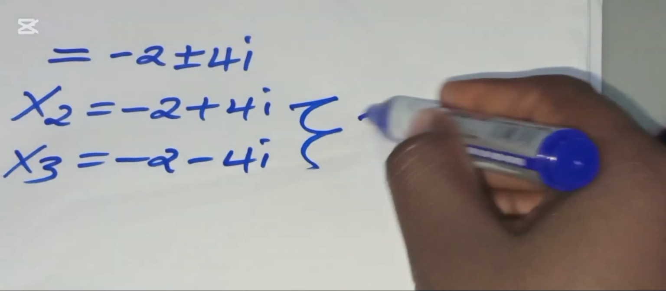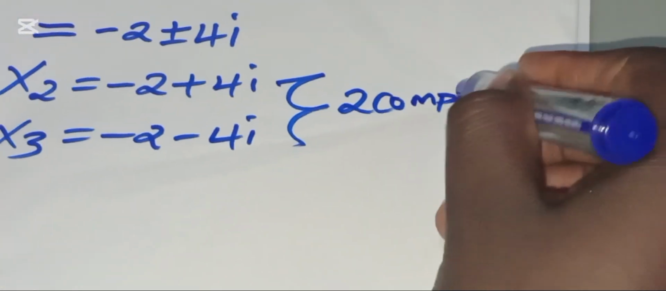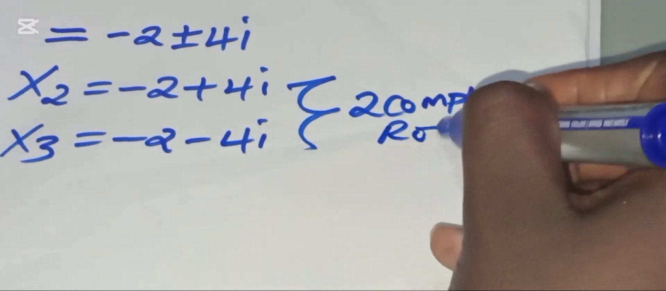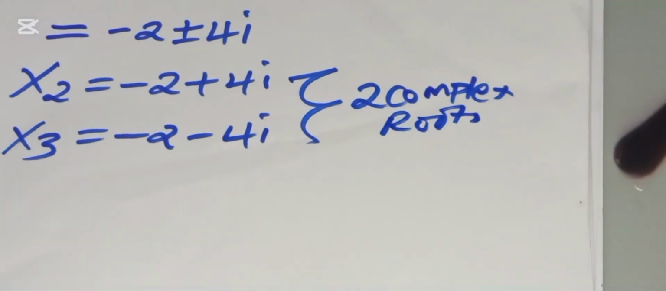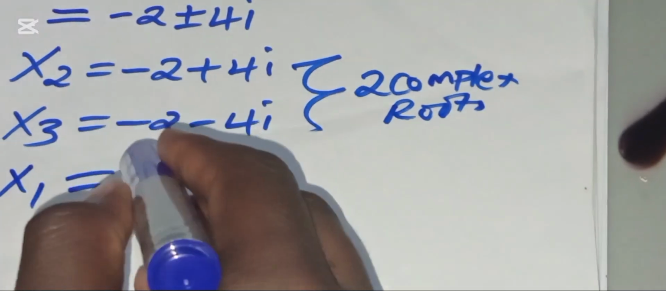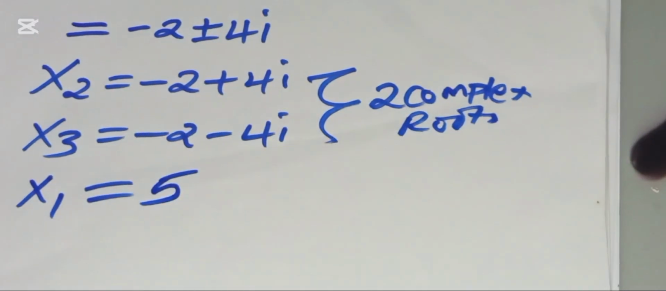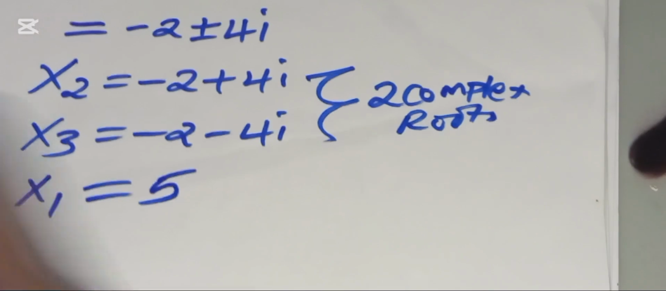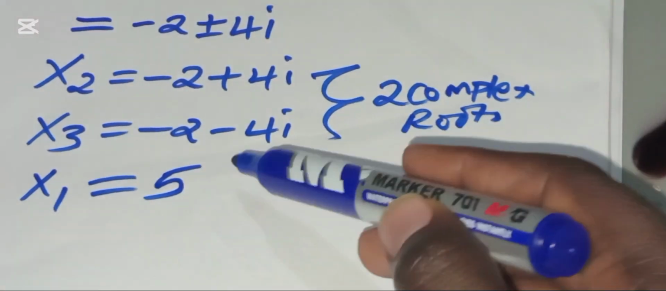Now, these are two complex roots. And we have only one real solution, which is x1, which is actually equal to 5. Okay? So these are two complex roots and one real solution.